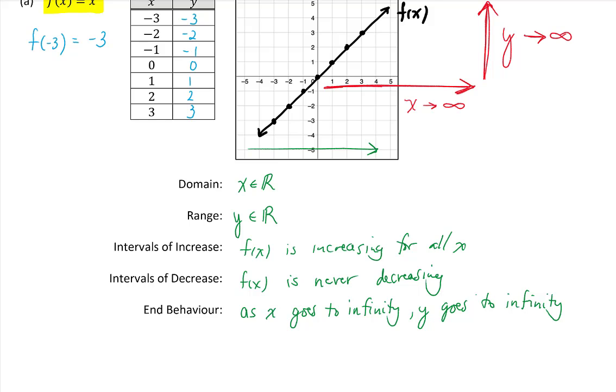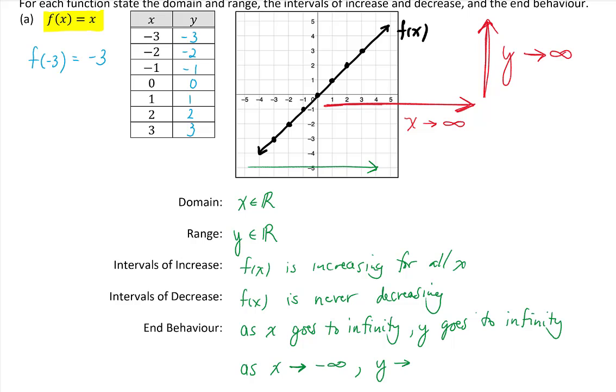So we're going to say as x goes to negative infinity. So I'm going to use the arrow. This means goes to negative infinity. What does y go to? Well, if we look at the graph here, as x goes to negative infinity, we see that the y values are getting more and more negative, so our y values are also going to negative infinity.